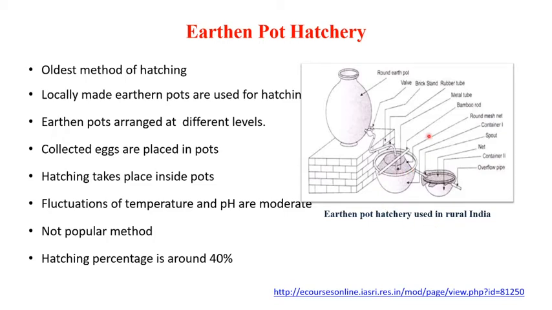Here the earthen pots are used for hatching and they are placed at different levels, and collected eggs are placed in these pots and hatching occurs inside the pots. Here the fluctuations of temperature and pH are moderate and the hatching percentage is around 40%.